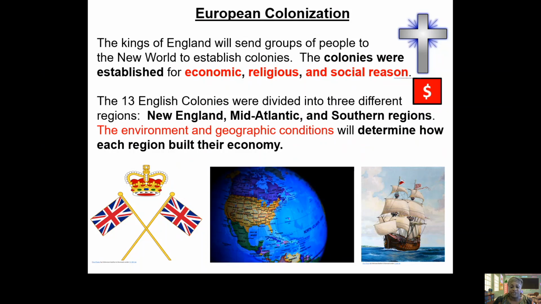Based on the environment and geographical conditions, each colony has to decide how they are going to build their economy. How will they make their money? It all depends on the conditions of the geography in the area once you get off the ship.